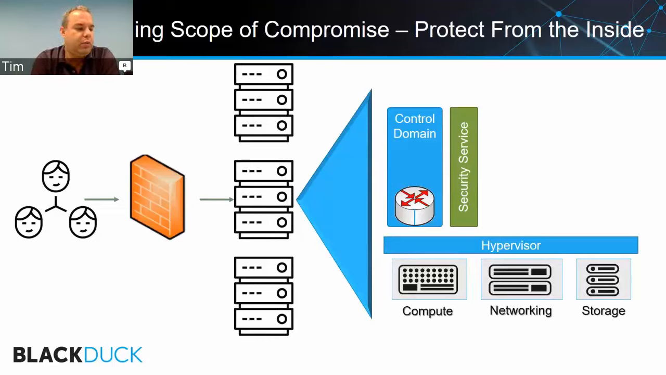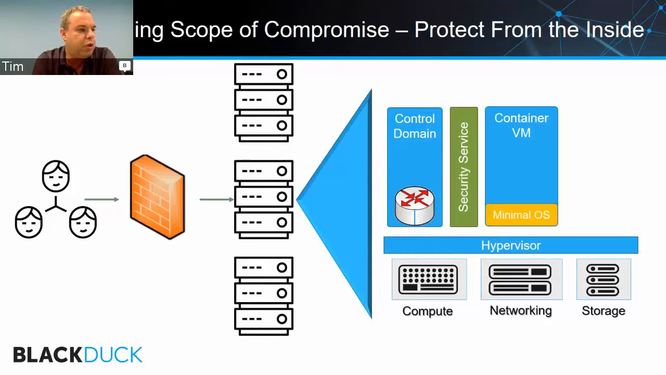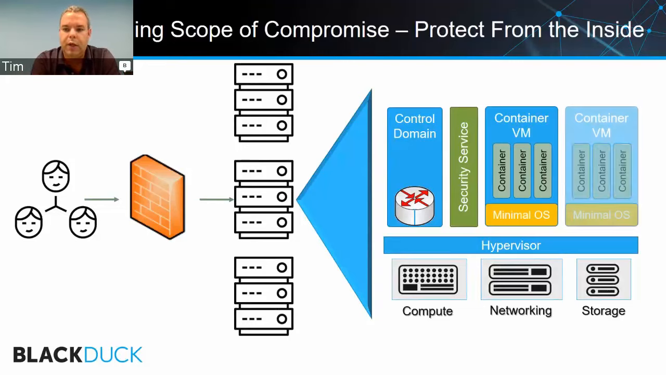And into this, we want to deploy some containers. We're going to do that within a container VM, and we're going to choose some minimal operating system like Red Hat Atomic. And we're going to have our various containers deployed in their respective pods. And we're going to replicate this across our hypervisor, so we end up with N VMs.